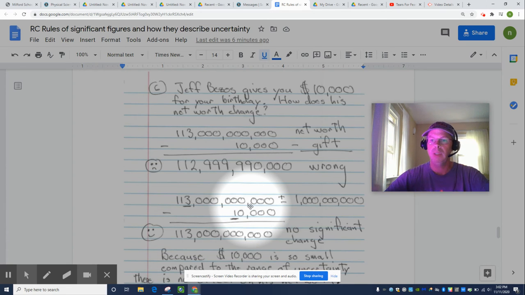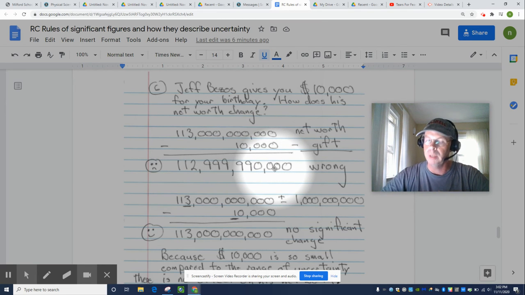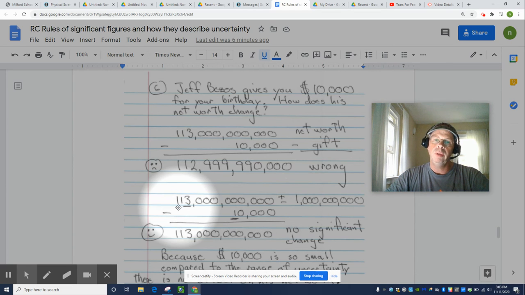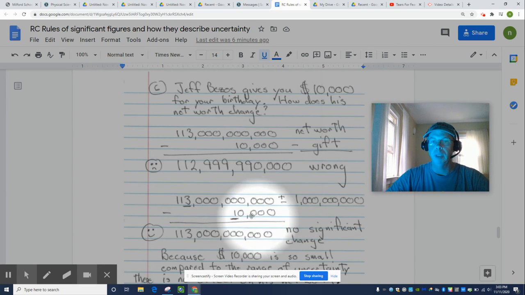And imagine he gives you $10,000 for your birthday. Well, 113 billion minus 10,000 is 112,999,990,000, right? Well, wrong. See, in the world of science, 113 billion's range of uncertainty is so huge, that is 1 billion, plus or minus 1 billion, that subtracting 10,000 has no effect on it whatsoever. It's like a drop in the bucket.